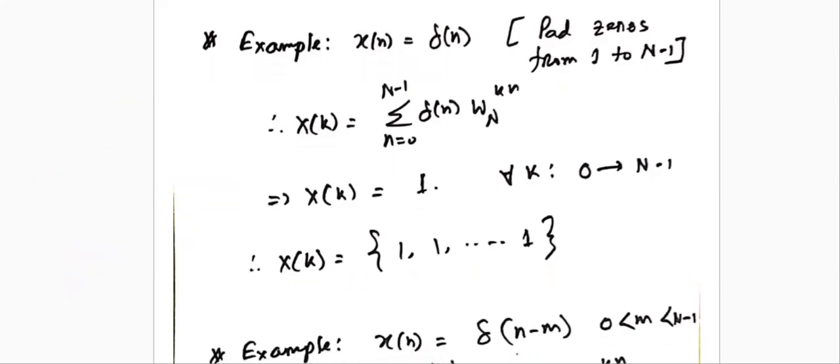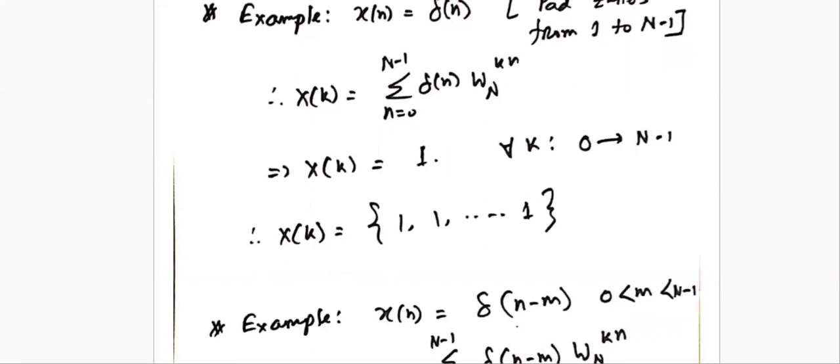So we pad zeros from 1 to N minus 1. That is important. After that, by definition, we can declare the discrete Fourier transform: delta[n] multiplied with W to the power kn, where n is from 0 to N minus 1. This is very simple, because this is true only for n equals 0. So we get the value equal to 1 for all values of k.